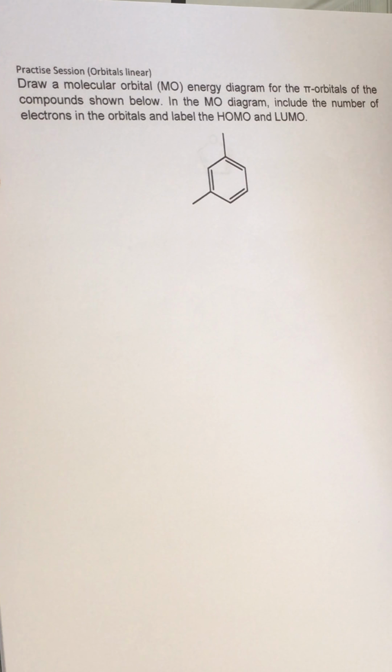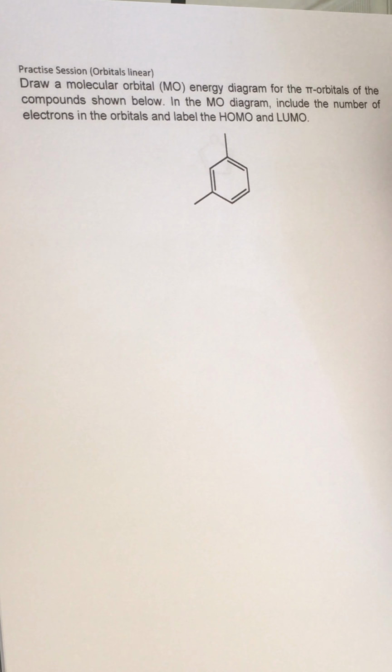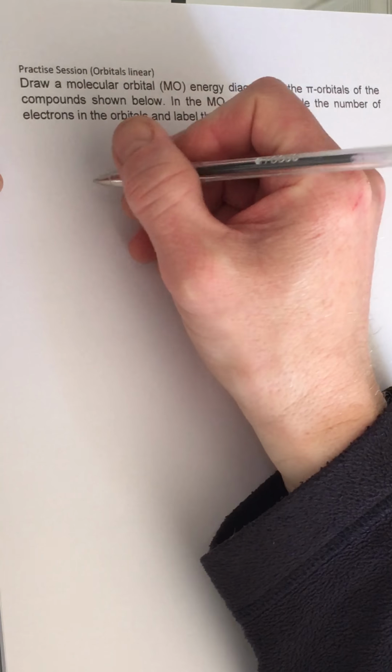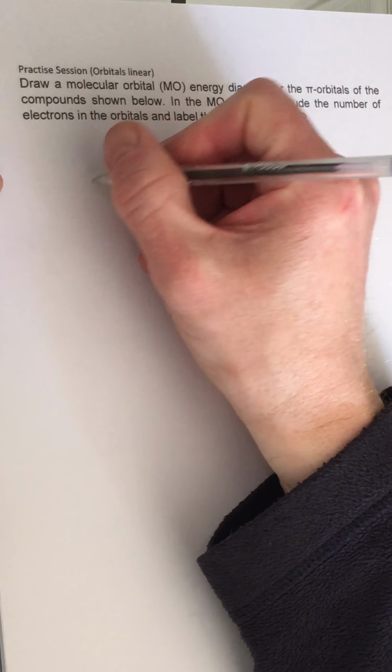This is Dr. Lewis going through another molecular orbital energy diagram, and this is for the trickier one, which is the pi orbitals of an aromatic compound. So remember, for the aromatic compounds it makes it a lot easier to first use the Frost circle. So we draw a circle. I'll tell you what, we'll draw a hexagon first.